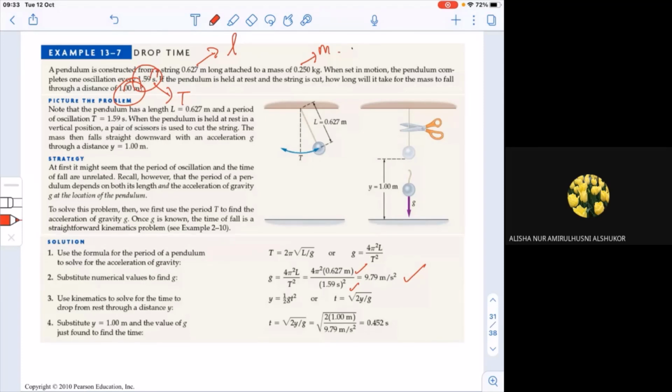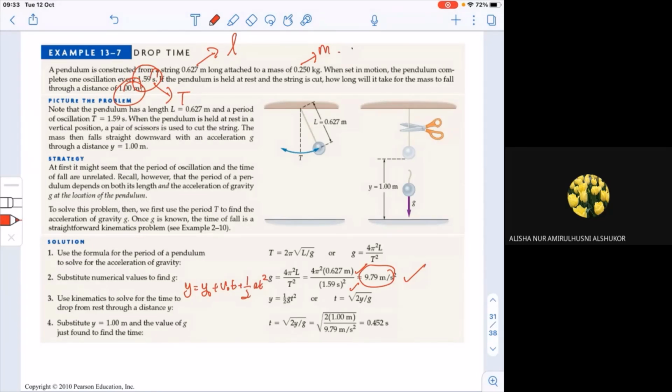That's why we are using the same g, which is also the same as our g, 9.8, slightly different, just 0.01 different from the real value. So you can use the kinematics equation. So y equals half g t squared, coming from this equation, y equals y naught plus v naught t plus half a t squared.